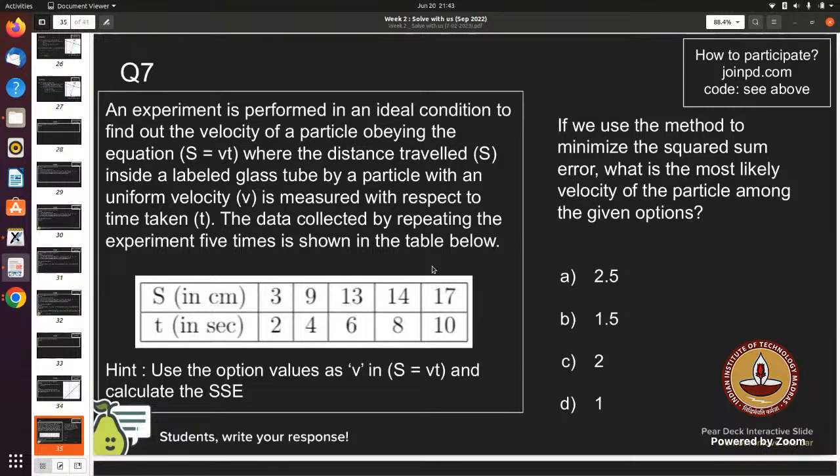Sir, I have a doubt. Which one should we keep for xi? No, basically T is your input. S is a function of T, right? So S is your Y and T is your X. Okay, I understand. Thank you, sir.